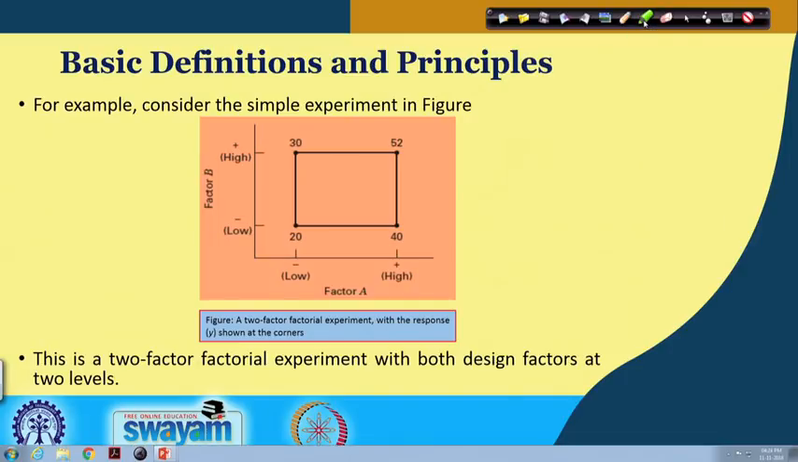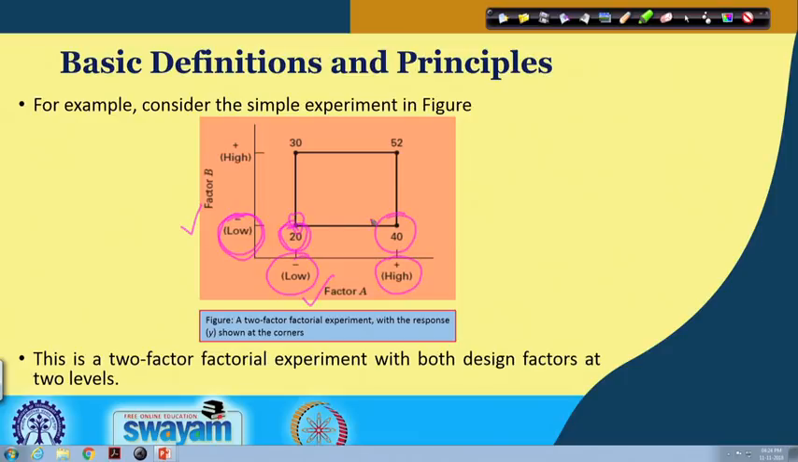So, just try to appreciate that you have factor A, you have factor B, and you have set factor A at low level, that is 20, and you have set factor B at the low level. So, this is the condition where both the factors are set at the low level. Now, this is a two factor factorial experiment and the response is shown at the corner. It means you are receiving some response when both the factors are set at the low level. Now, just see, factor A is set at the high level and factor B is set at the low level. So, you get the response 40.